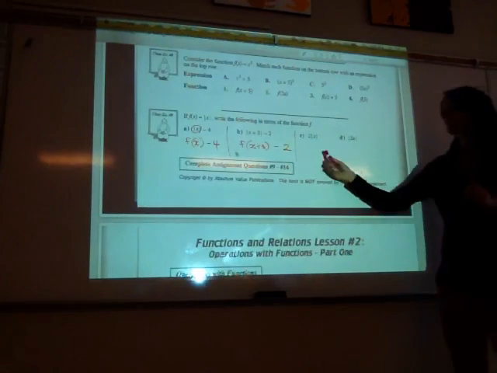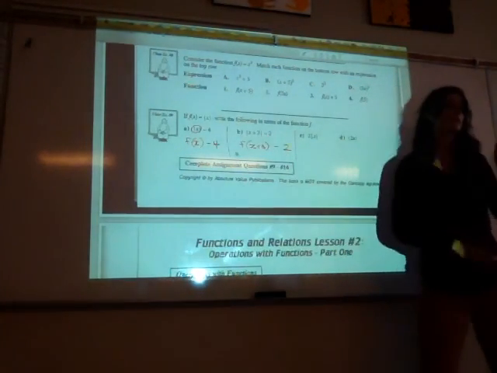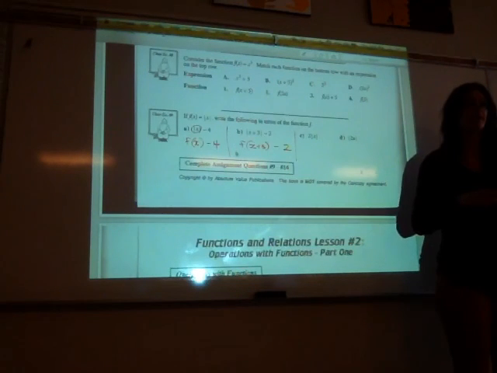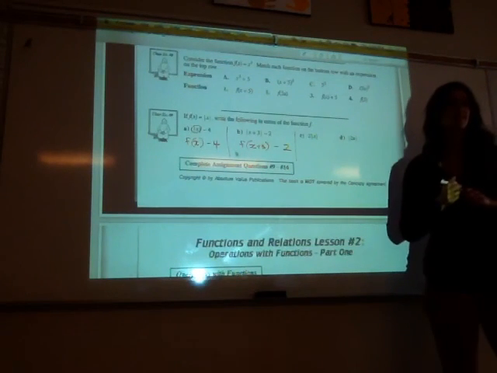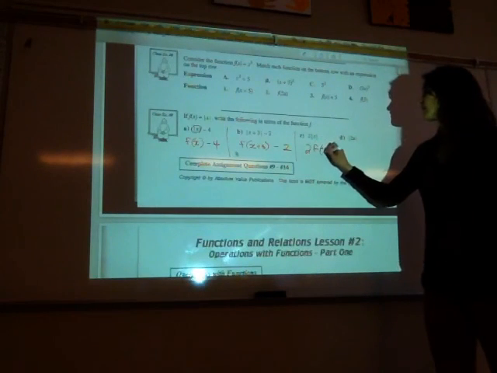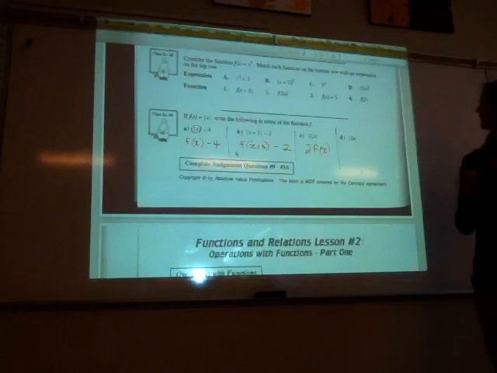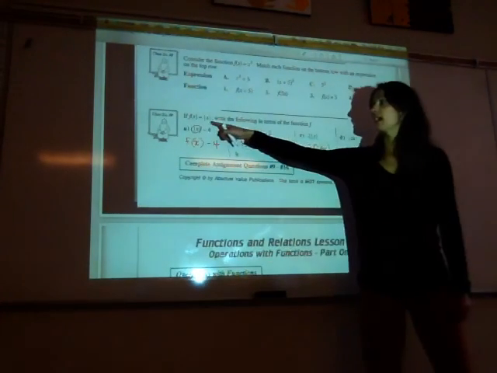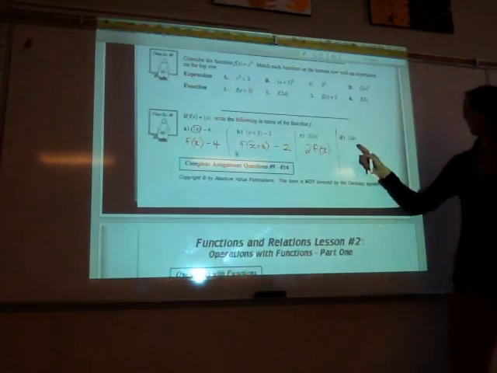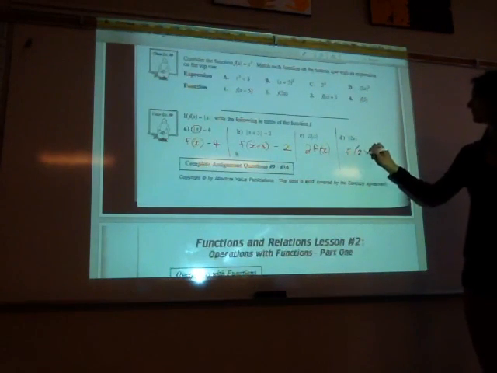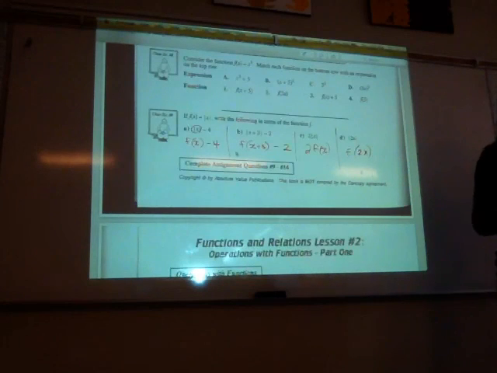Okay, Booker, what's the difference between this one and this one? Coefficient. Good. So how would I write that in function notation? Any guesses? 2 and then f of x. Perfect. 2 times f of x. And then lastly, the x from the original function has been replaced with 2x, so it's just f of 2x. Voila.